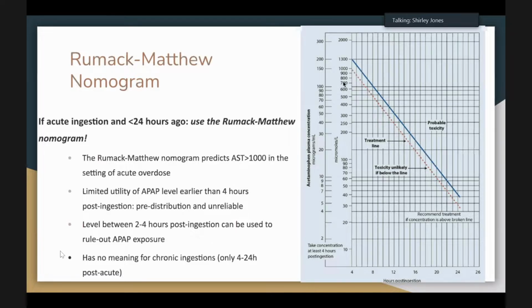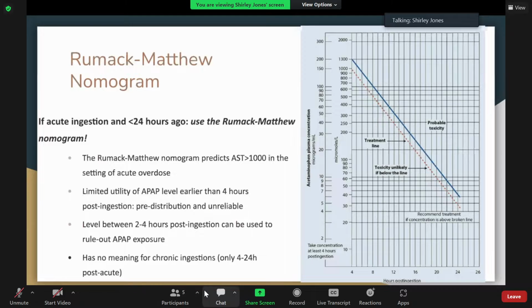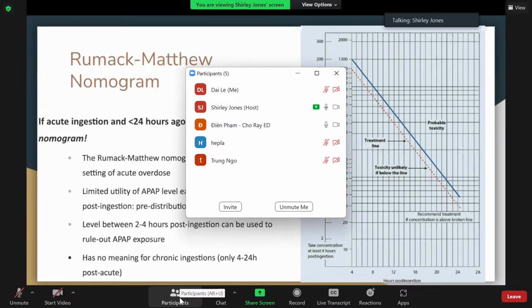It is not useful in a Tylenol ingestion that happened before 4 hours because your body hasn't absorbed the Tylenol yet. You can use a level between 2 and 4 hours after they took it, though, to rule out exposure. But then you have to trend their levels. And if they have a chronic ingestion, you don't use this at all.